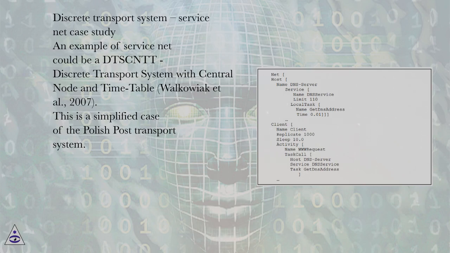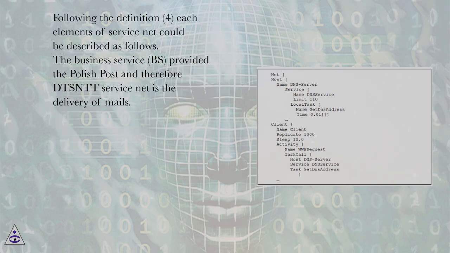Discrete Transport System, ServiceNet Case Study. An example of ServiceNet could be a DTS-CNTT, Discrete Transport System with Central Node and Timetable, Wachowicz et al., 2007. This is a simplified case of the Polish Post Transport System. Following the definition, each element of ServiceNet could be described as follows.